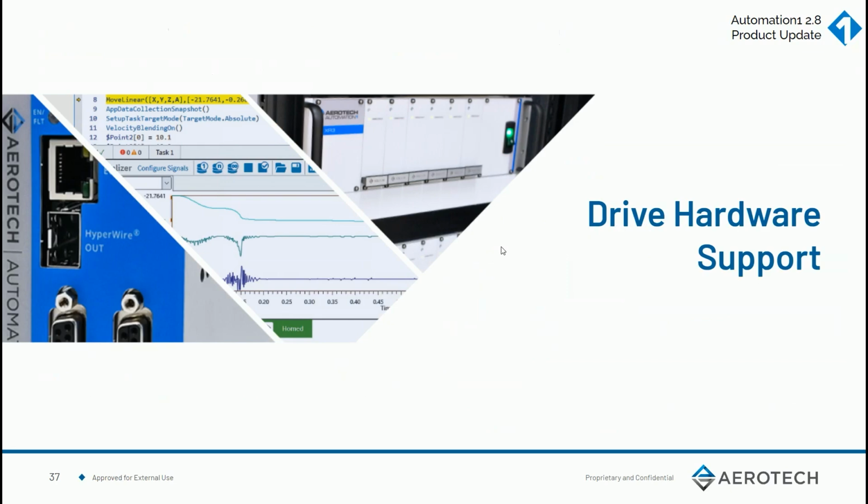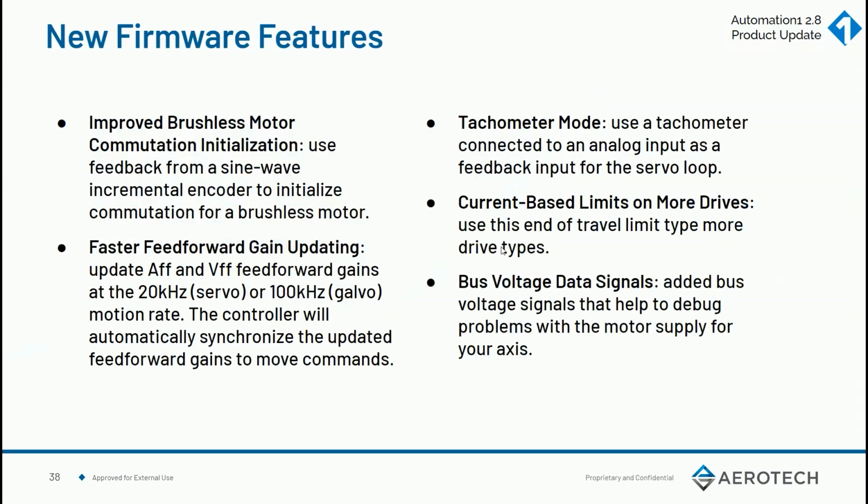Moving over to drive hardware support. New firmware features include improved brushless motor commutation initialization, and you can use feedback from a sine wave incremental encoder to initialize commutation for a brushless motor now. We have faster feed forward gain updating, and you can gain your acceleration and velocity feed forward gains at the 20 kilohertz servo rate, or for Galvo or laser scan head devices at the 100 kilohertz rate. The controller will automatically synchronize the updated feed forward gains to your move commands.